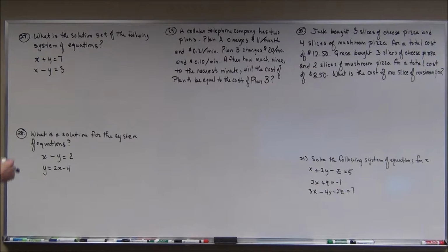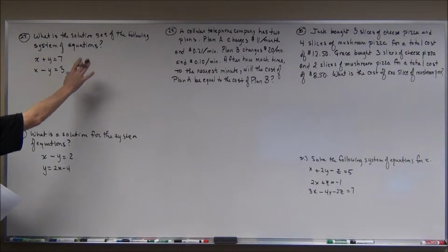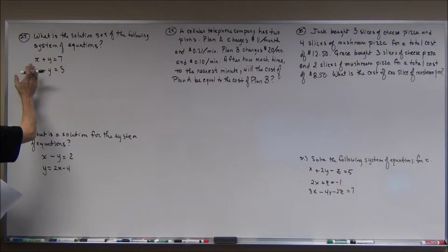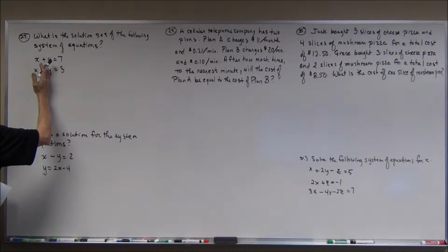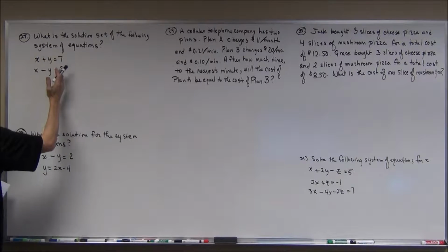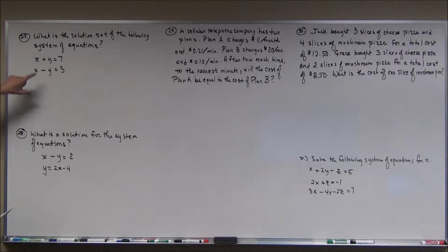In this case, the problem is so nicely set up to use the linear combination method, or sometimes it's called the addition method, where the x's are lined up, the y's are lined up, the equal signs are lined up, the constants are lined up. And not only that, the y's have opposite signs. This is plus 1y, this is minus 1y.